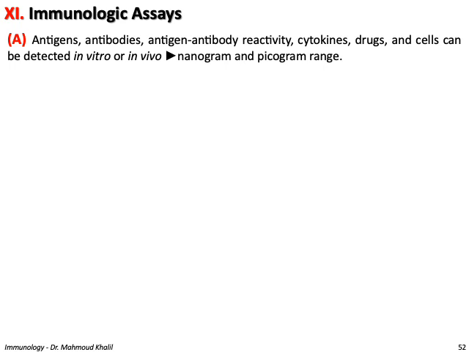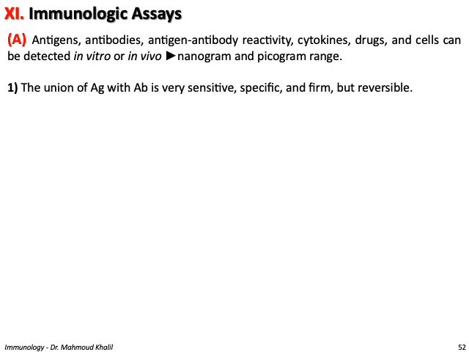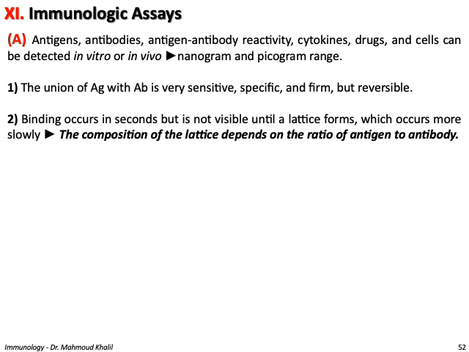Antigen-antibody reactivity, and cytokines, drugs and cells can be detected in vitro and in vivo, down to the nanogram or picogram range. The union of antigen with antibody is very sensitive, specific and firm, but reversible. Binding occurs in seconds but is not visible until something called a lattice forms, which occurs more slowly. The composition of the lattice depends on the ratio of the antigen to the antibody.